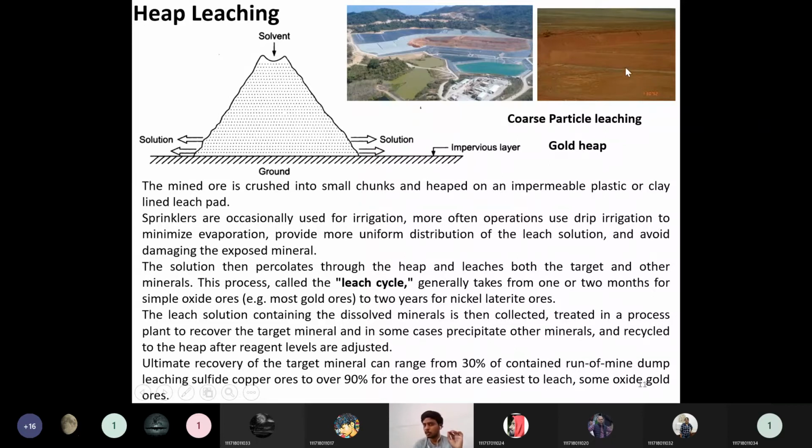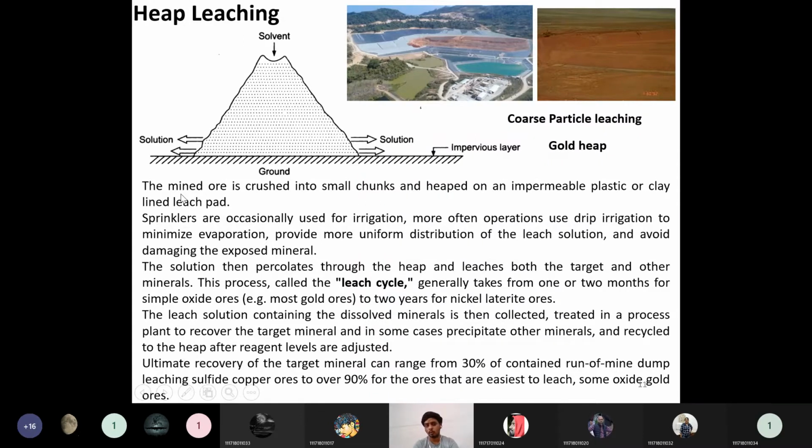If you notice here, this is a gold ore spread in the form of heaps. On these heaps, a suitable cyanide solution, sodium cyanide or potassium cyanide, will be sprinkled. After sprinkling, the cyanide solution mixes with the gold ore. Then the soluble component, which is gold, dissolves inside the cyanide solution. That cyanide solution comes out and is subjected to further purification. Low grade ores of copper, nickel, and similar metals can also be extracted using heap leaching.